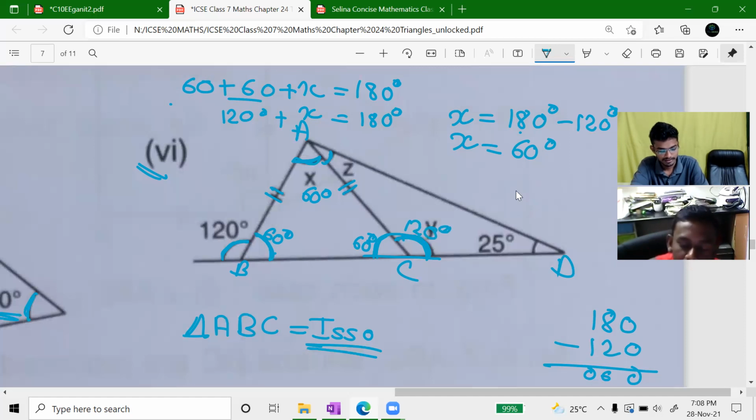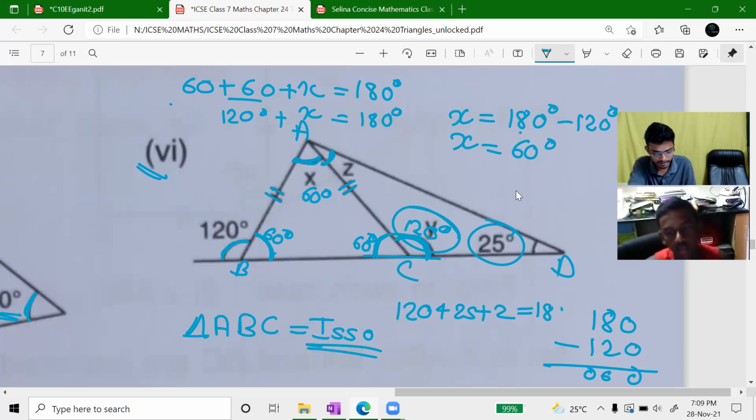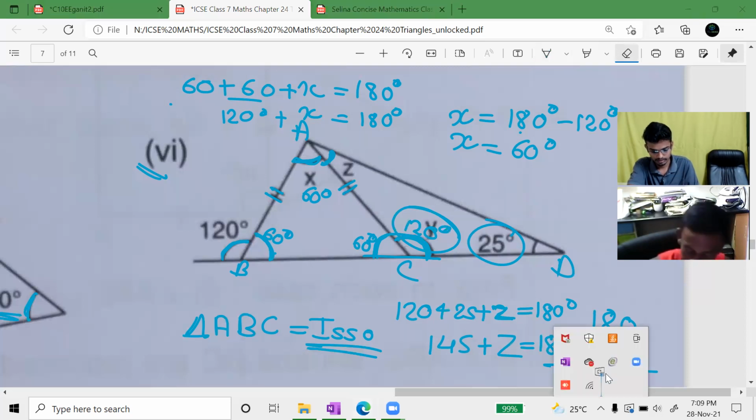Now, if this is 120 degrees, and this is 25 degrees, and another is 20 degrees, what will be the measurement of z? 20 plus 25 is 45. 45 plus 120 is 145. So 145 plus z is equal to 180 degrees.